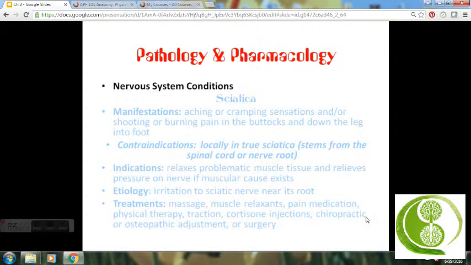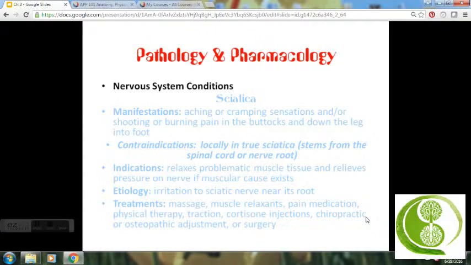Indications: massage is going to relax the problematic muscle tissue and relieve pressure on the nerve if a muscular cause exists. So if it is piriformis syndrome or pseudo-sciatica, then we're going to get in there and work that and relax that muscle and relieve the problem. If it's not muscular, then the massage is not going to help. It is bone, so it's going to require a doctor, specifically a surgeon.